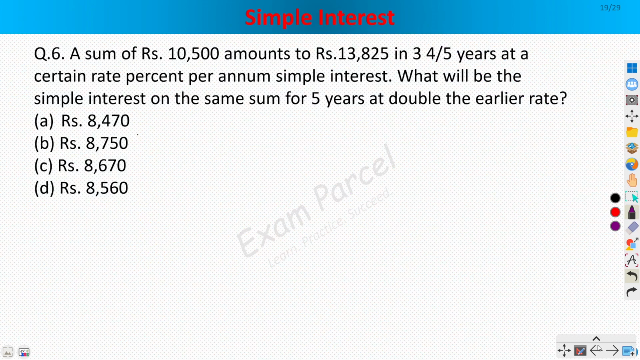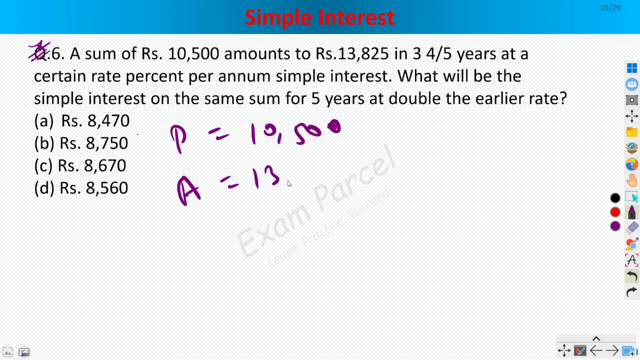Okay, question number 6. A sum of 10,500 amounts to rupees 13825 in 3 4/5 years at a certain rate percent per annum simple interest. What is the simple interest on the same sum for 5 years at double the earlier rate? Now this is a good question, and you might make a very long method for solving this question. Okay. So we have principal as 10,500, amount as 13825. So what is the SI? You can subtract this, right? So you will get 3325.